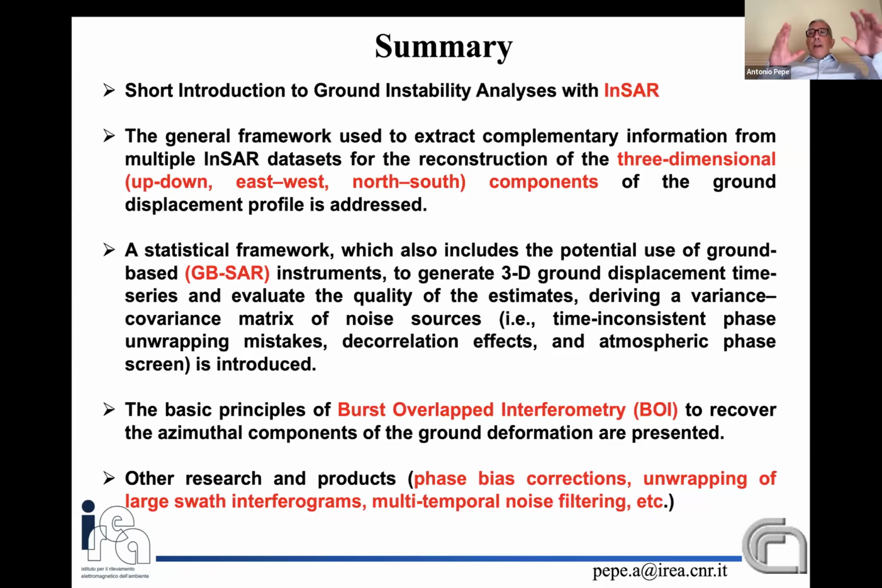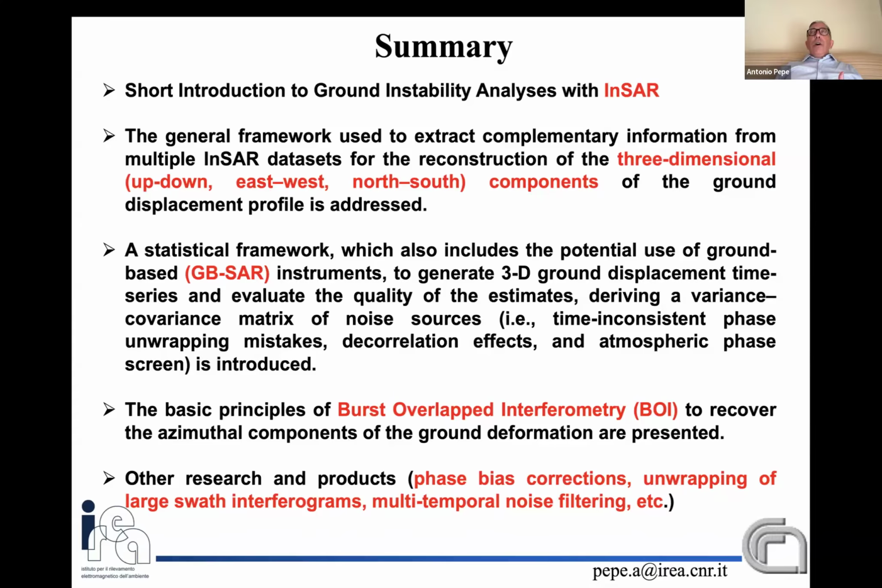The presentation is made by several steps. First, I will very shortly introduce the principle of ground instability analysis with InSAR. Then I will be more focused on the generation of three-dimensional maps. When I say three-dimensional, I consider that deformation is originally in the three-dimensional space domain. So we have deformation along the up-down direction, the east-west direction, and the north-south direction.